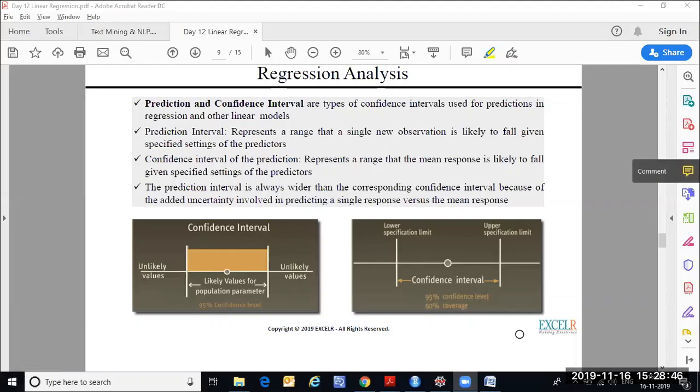Pay attention, friends. What is the confidence interval formula? How do we calculate the confidence interval? CI equal to x bar plus or minus. It is x bar, right? Not x square.